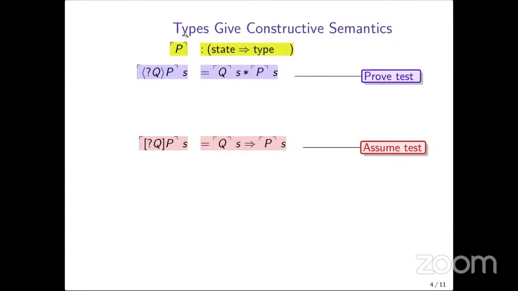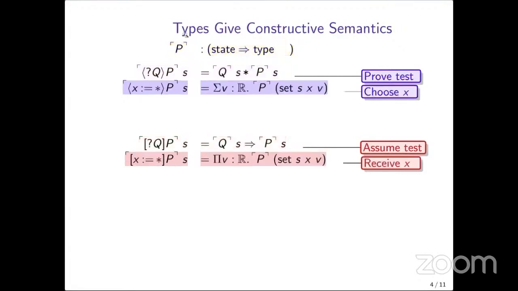We interpret a formula P as a predicate over states. If Angel is playing a test, then Angel has to prove that both the test condition Q and the postcondition P hold in the current state S. We prove this with a pair. If Demon is playing, then Angel just waits for Demon to prove the property Q, from which Angel gets to prove P.